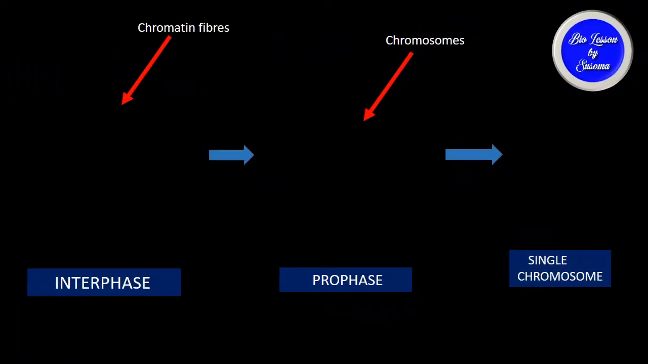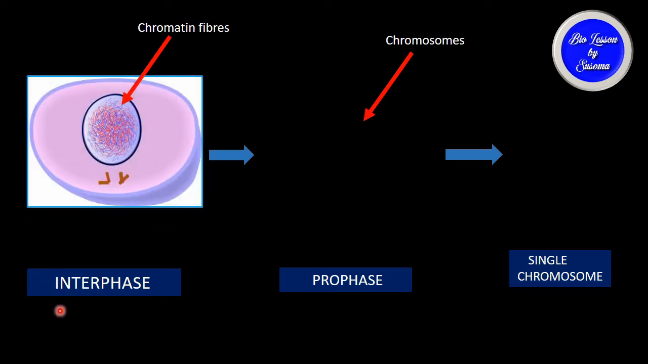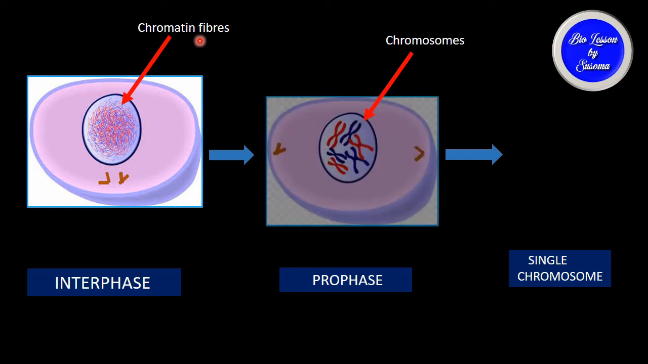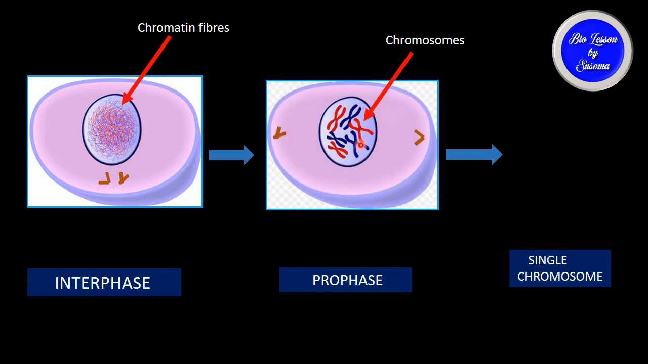Before we start this chapter, we need to recall a few things that we have learned in Cell Cycle and Cell Division. So what happens in the interphase? The nucleus shows a network of very long, extremely thin, dark staining fibers, which are called the chromatin fibers. Now, as the cell begins to enter the first stage of cell division, that is prophase, the chromatin fibers condense to form the chromosomes. And this is what a single chromosome looks like.